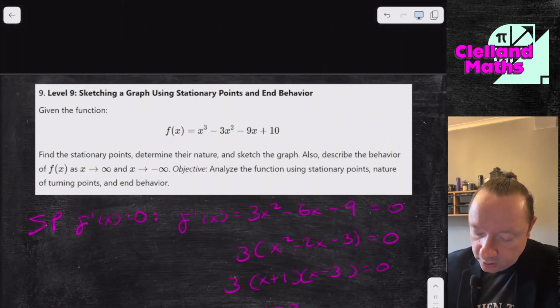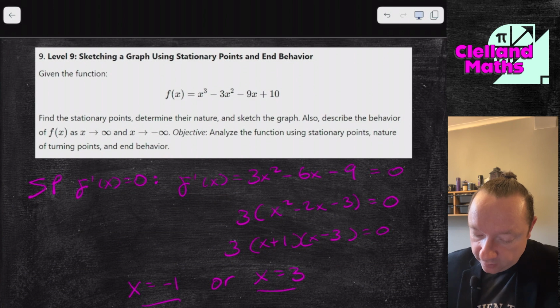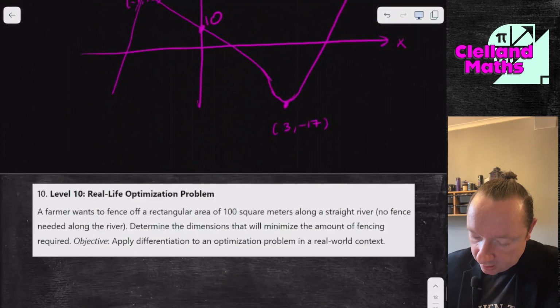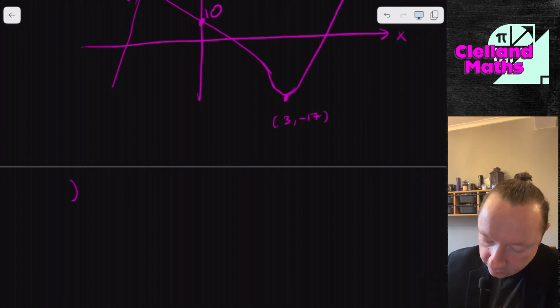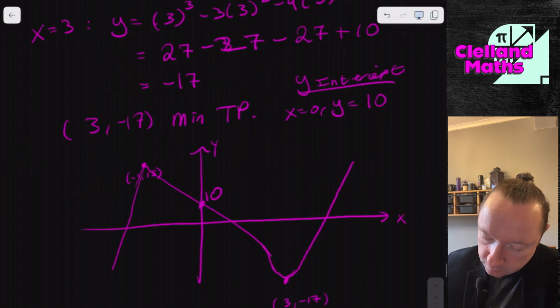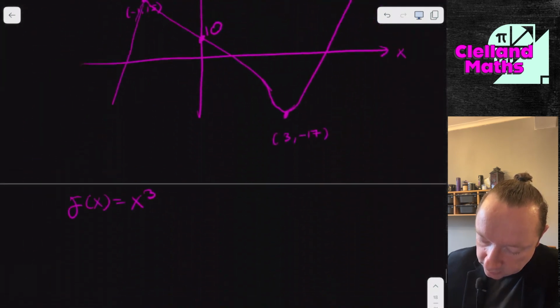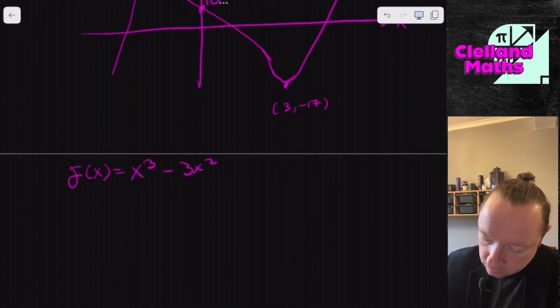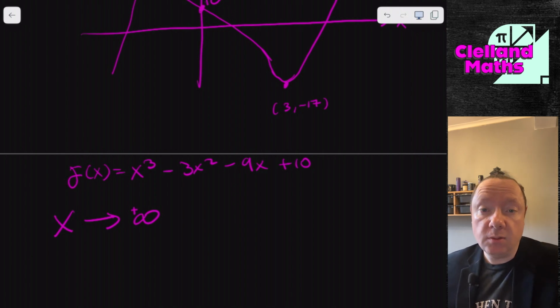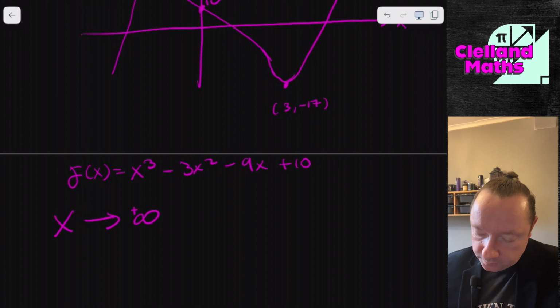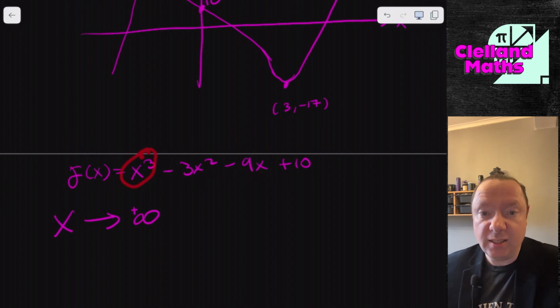We did get asked one last question. Describe the behaviour of f of x as x goes to infinity and minus infinity. What's it asking here? Let's look at this equation again. f of x was x cubed minus 3x squared minus 9x plus 10. As x gets to positive infinity, which is very big, the way to do it is to think about a really big number, like a million. If I do a million cubed, it's way, way bigger than a million squared, and way, way bigger than a million times 9. So the only bit that matters is x cubed.